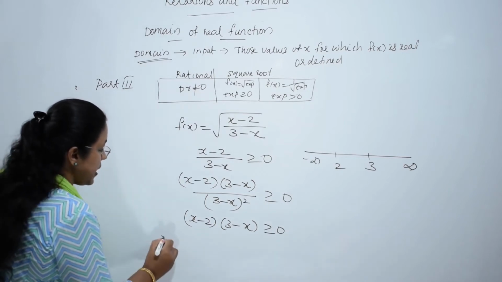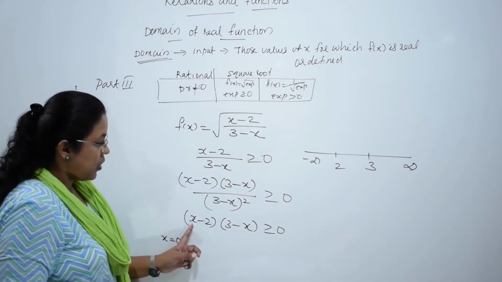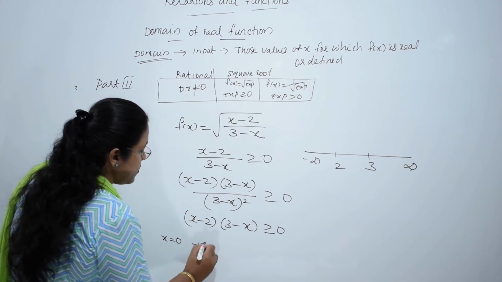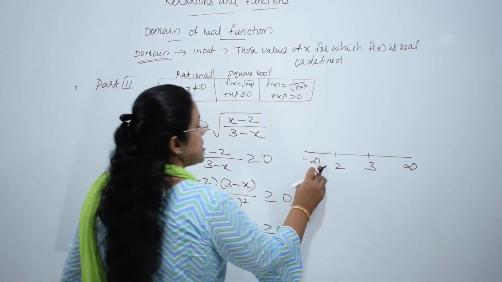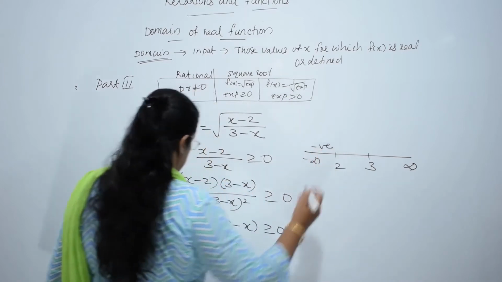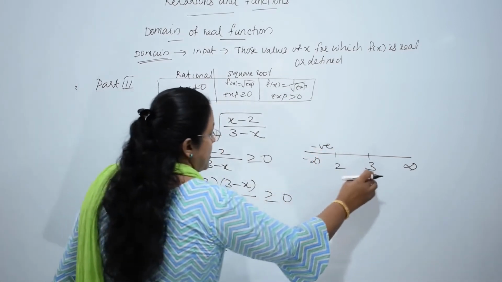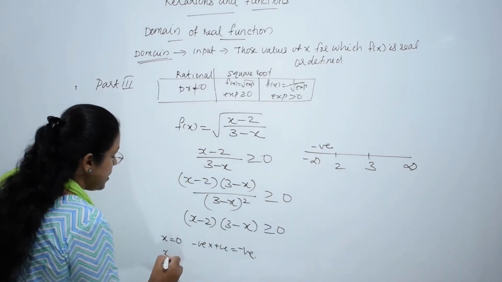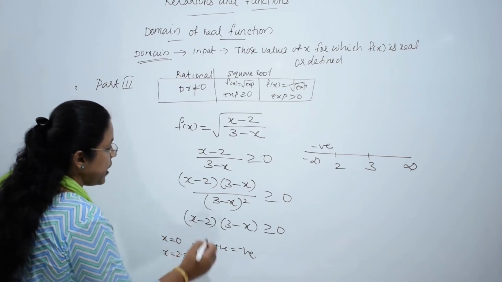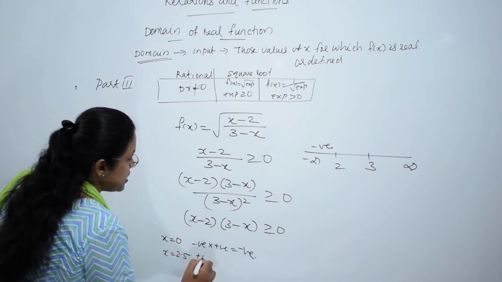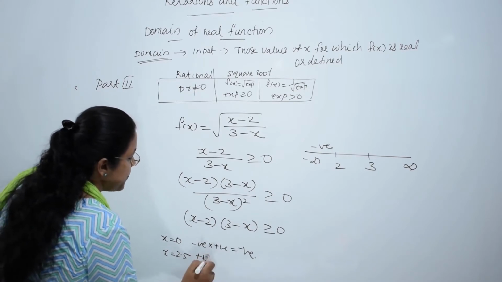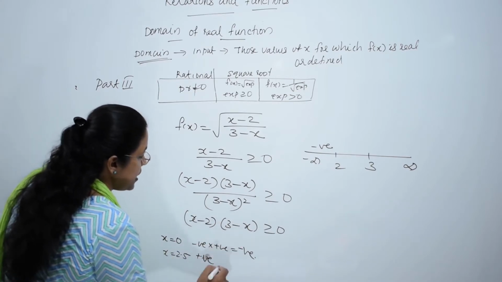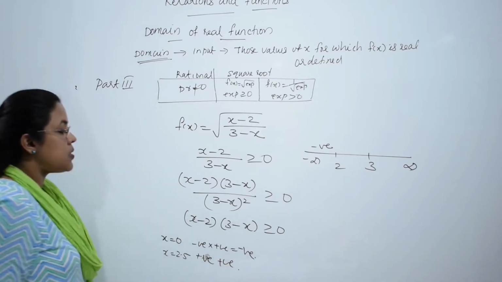Put the value of x as 0. This factor is negative and this is positive, so it is a negative quantity. Where x is equal to 0, here it is negative. Between 2 and 3 we can take 2.5. Take x equal to 2.5. This becomes positive, 0.5, and here also it is positive.